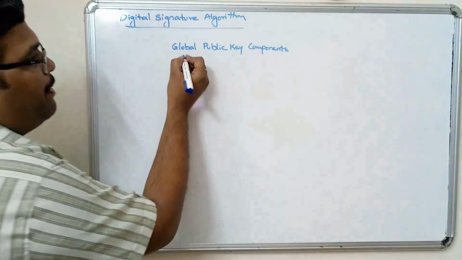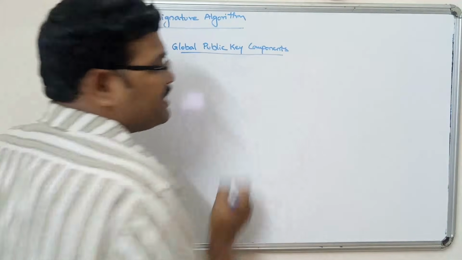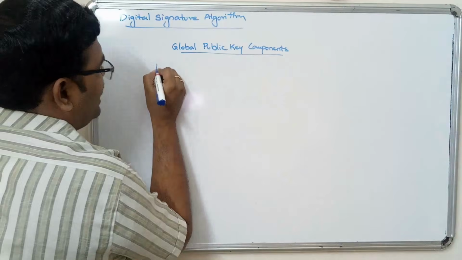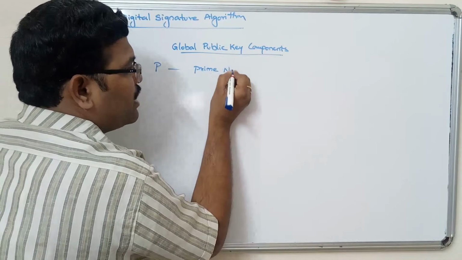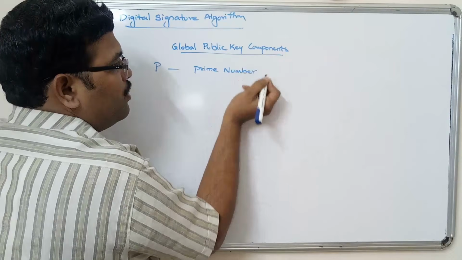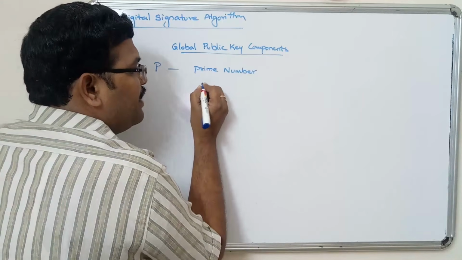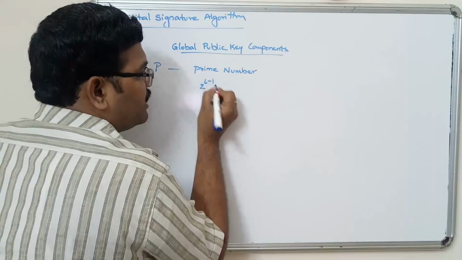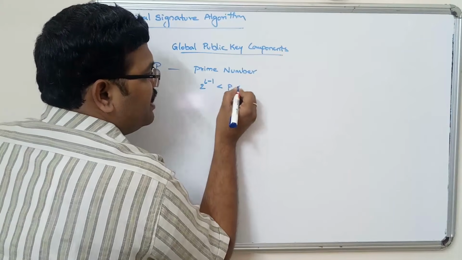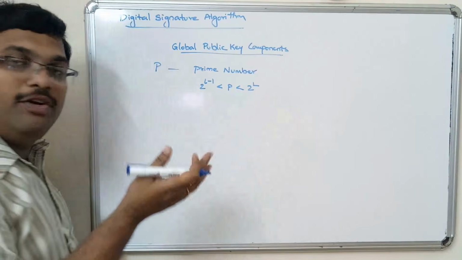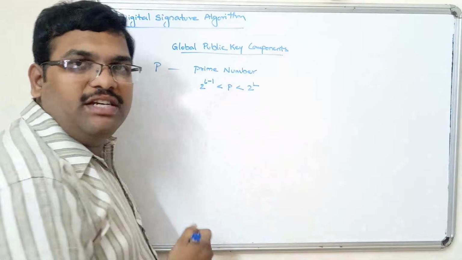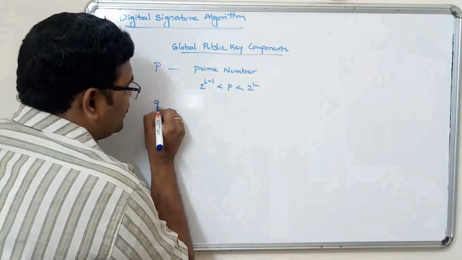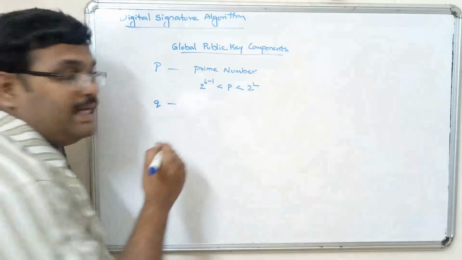So what are the global public key components? First one is P. As we know, P is a prime number. So we have to consider this prime number where P must lie in between 2 power L minus 1 and 2 power L. L is the length of bits, which is a multiple of 64.